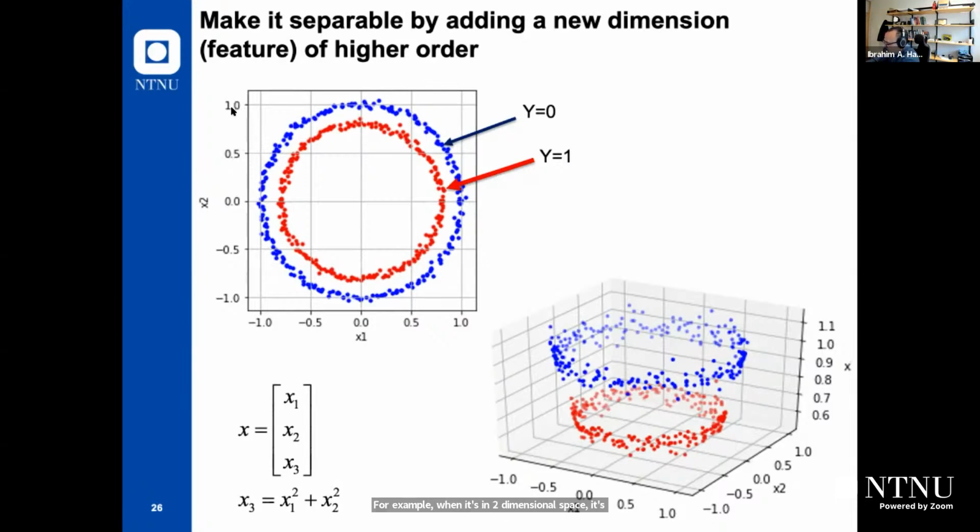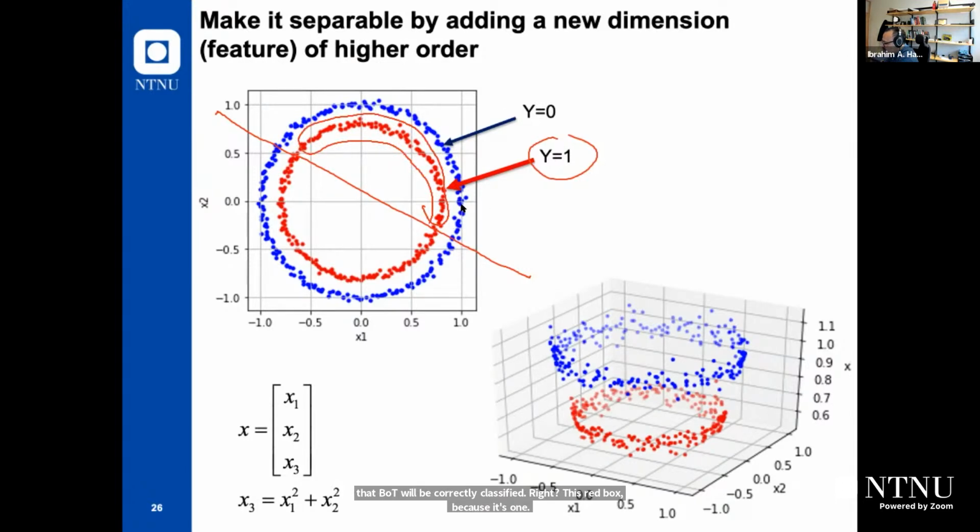If I need to use a linear model, maybe we will draw a line like this one, right? In this case, maybe all data points above it will be classified as one. So that part will be correctly classified, right? This red part, because it's one. This one will be wrongly classified when y equals 0. So this blue part will not be correct, but the blue part here will be correctly classified, right?